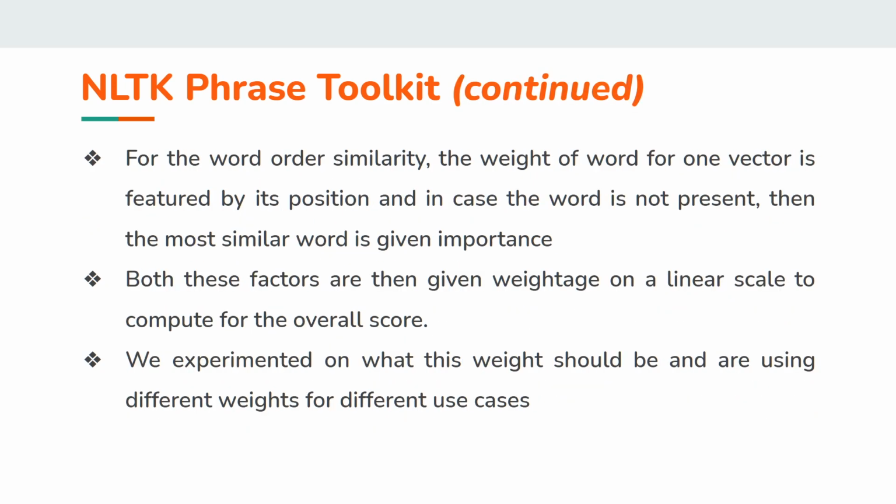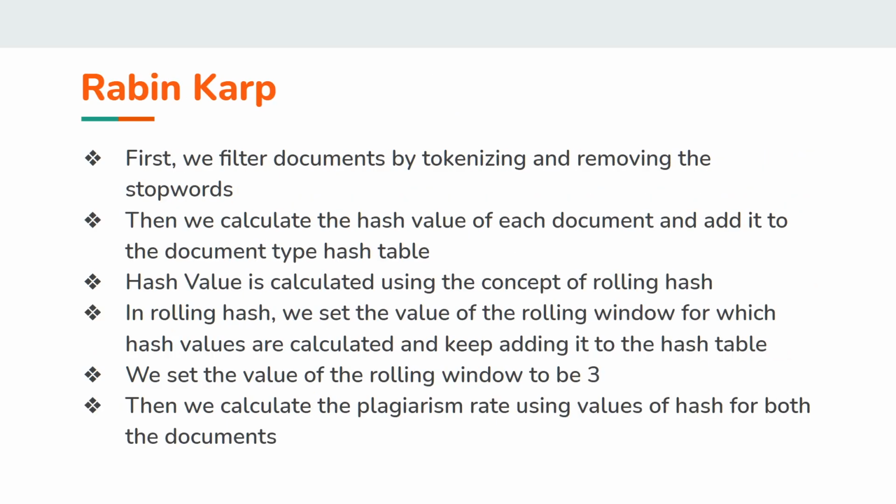And for the word order similarity part, the weight of the words for one vector is determined by its position, and in case the word is not present, then the most similar word is given importance. Both these factors are then given weightage on a linear scale to compute the overall score. We experimented on what this weight should be, and we are using different weights for different use cases.